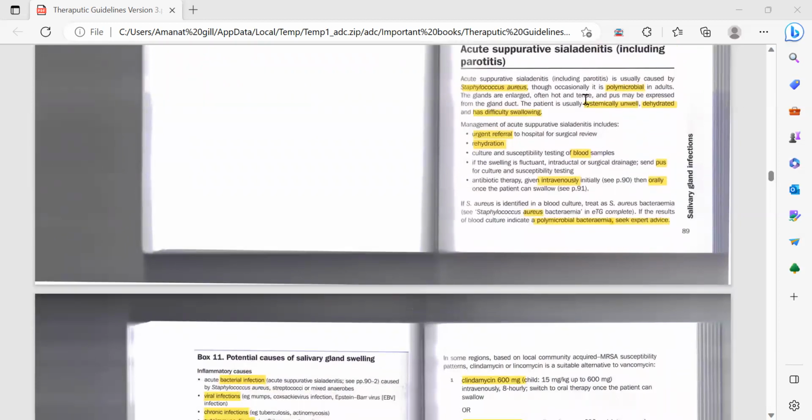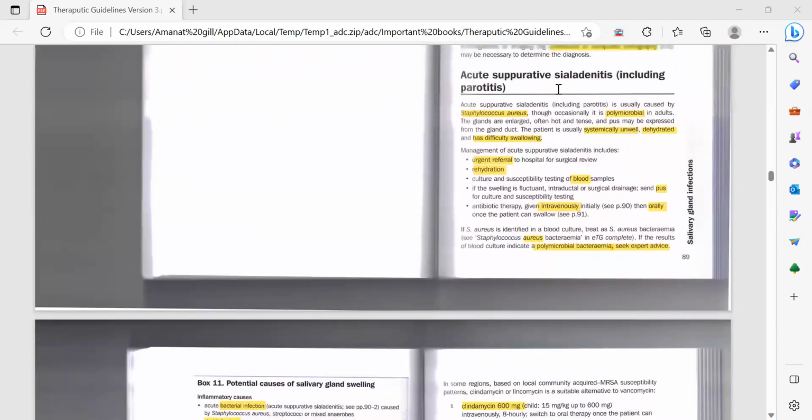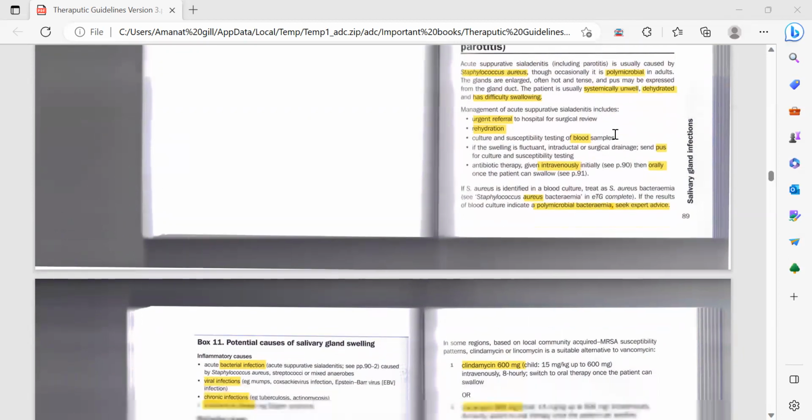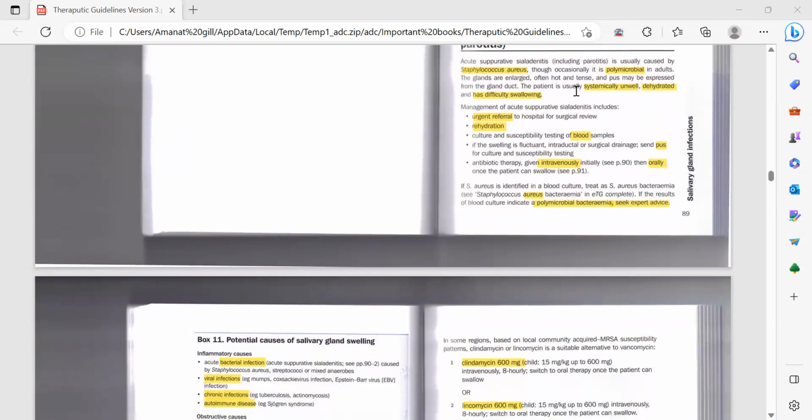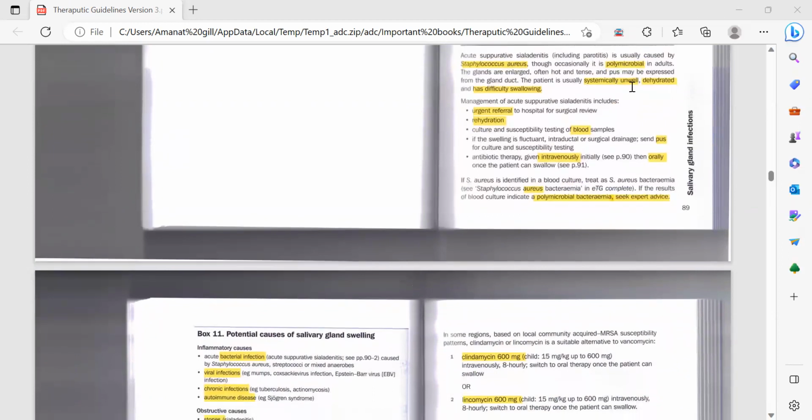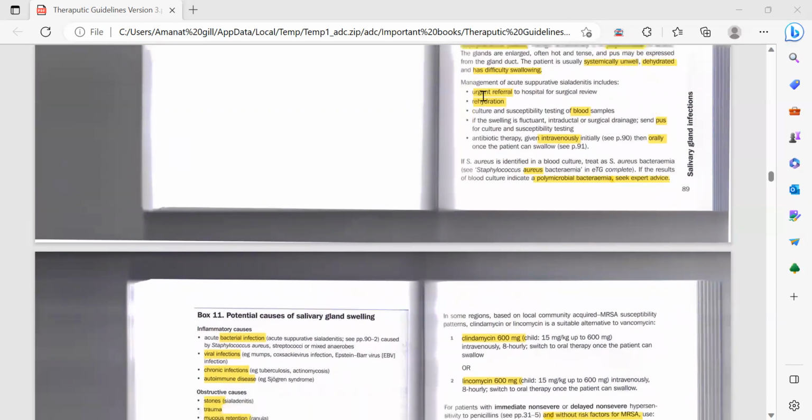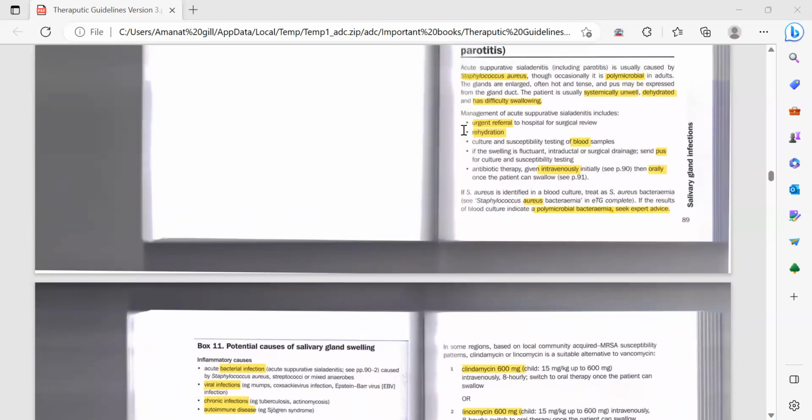The glands are enlarged, and if there is any infection, there would be the signs of infection, which would be swelling, hot, tense, and there may be pus coming out from the duct. The patient is usually systemically unwell. It means that he would have fever, he would be dehydrated, and have difficulty swallowing. So the management for these patients is urgent referral.